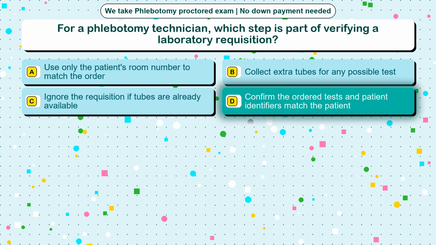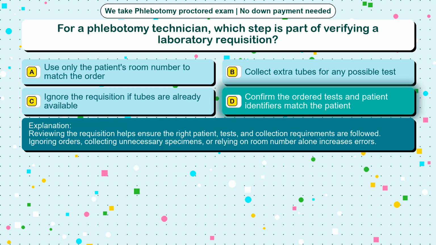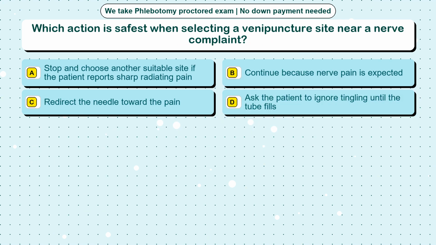The correct answer is option D. Confirm the ordered tests and patient identifiers match the patient. Reviewing the requisition helps ensure the right patient, tests, and collection requirements are followed. Ignoring orders, collecting unnecessary specimens, or relying on room number alone increases errors. Question 100. Which action is safest when selecting a venipuncture site near a nerve complaint?